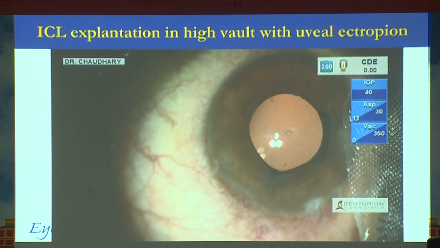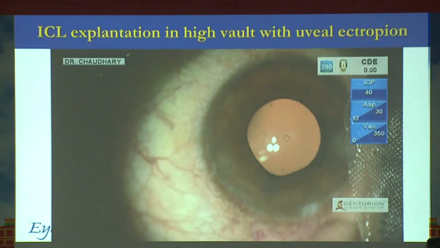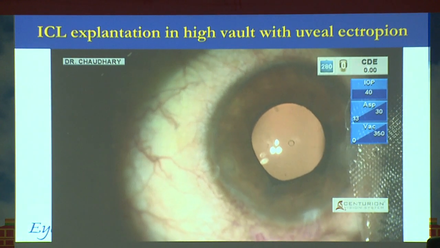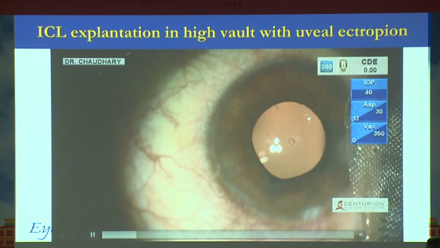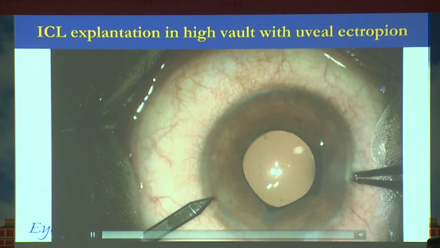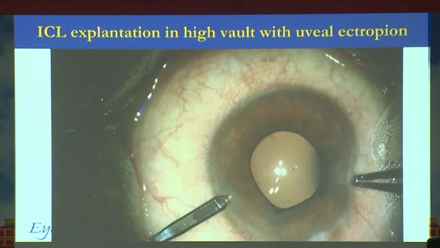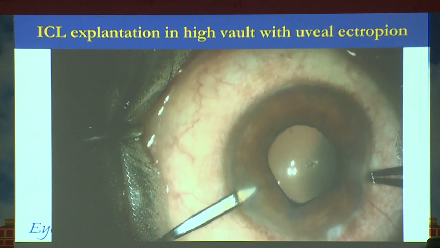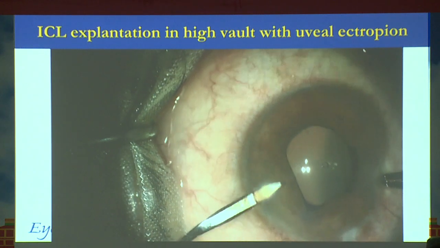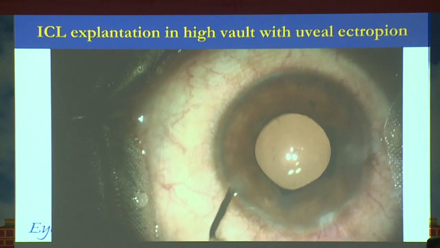So this was a video of how we explanted this lens. And you see the difficulties we encountered in explanting this. So you had an ectropion of the uveal tissue because the iris was rubbing against the ICL. I'm trying to enter from the side. You can hardly go in. There's no space.